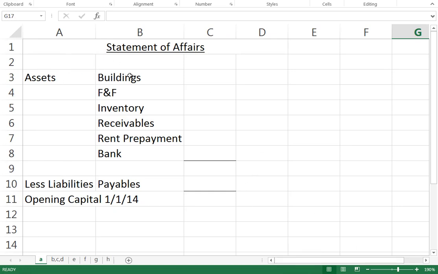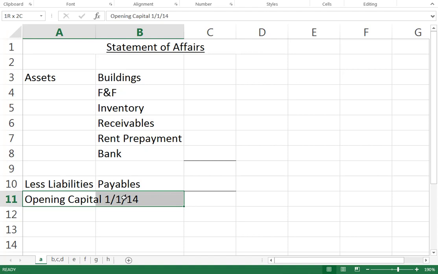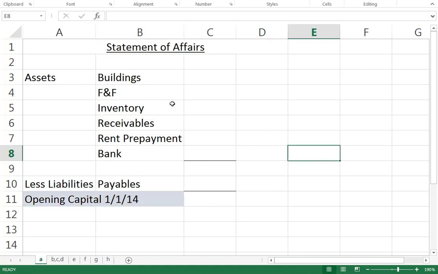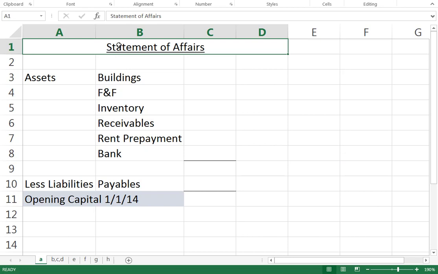So I'm literally taking these numbers from the question. Remember, a statement of affairs is basically looking for your opening capital. Okay, so this here is what I'm looking for. And don't get put off by the words that they use. A statement of affairs as at that opening date is simply looking for what the opening capital is.